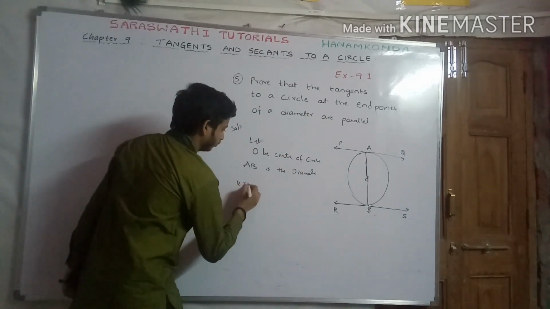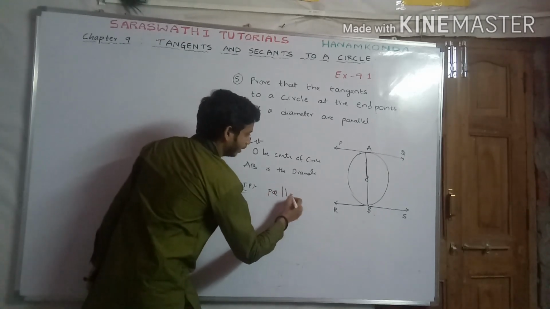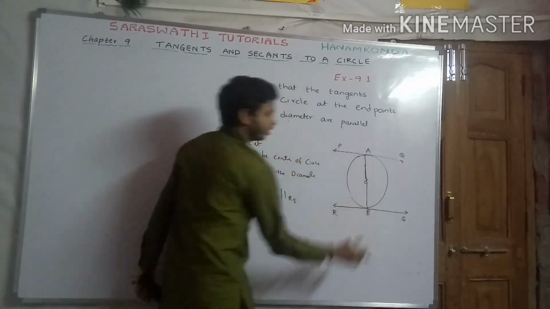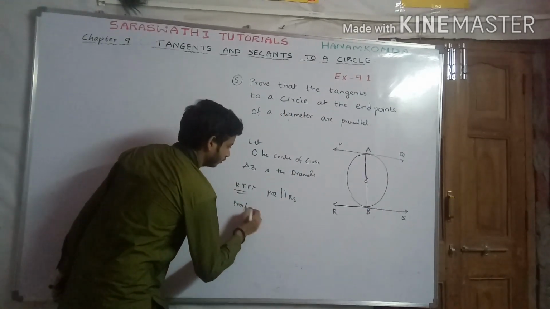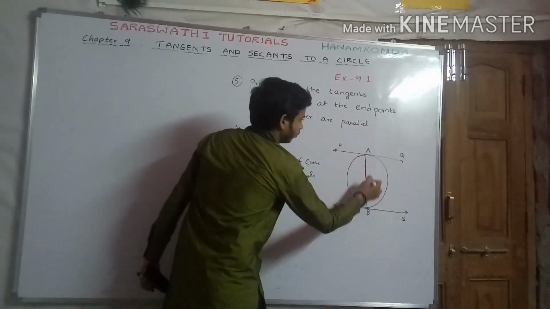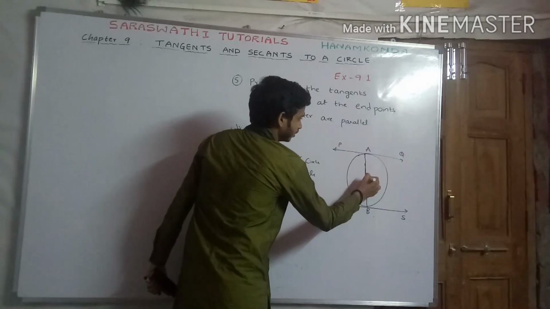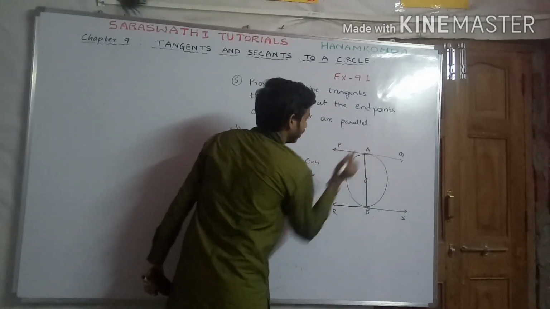We have to prove that PQ is parallel to RS, that is, tangents drawn at the end points of the diameter are parallel. So first, the proof: OA is perpendicular to PQ, since the radius drawn through the point of contact to any tangent is perpendicular to the tangent.